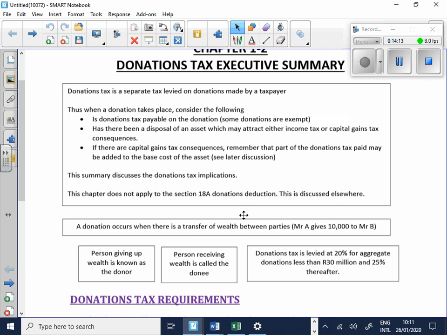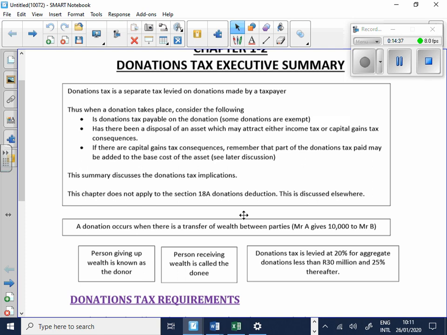Guys, and then I've got there, has there been a disposal of asset which may attract either income tax or CGT? I'm not doing that today. I'm going to do it in about 3 weeks' time. So once you understand donations tax properly and VAT, then I will do the integration where you've got donations tax and the disposal of an asset and CGT and all of the implications. You guys comfortable with that?